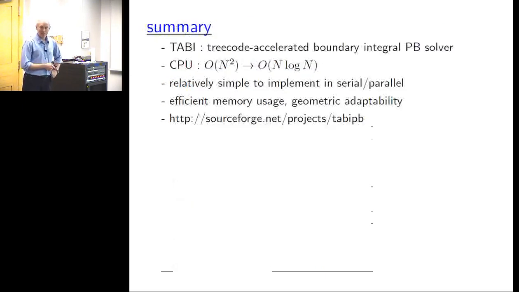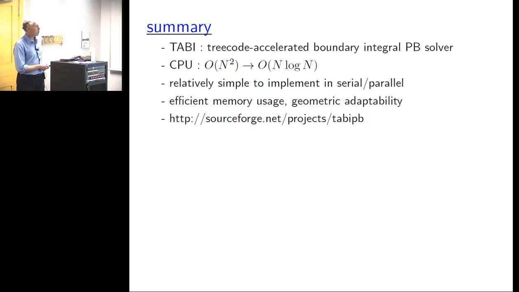So I'm ready to talk about the summary here. This is the Treecode-accelerated boundary integral PB solver. The CPU time here, this comes from the Treecode: order n squared is reduced to n log n, so we can do larger systems as a result. The advantages of this: it's relatively simple to implement in serial and parallel, in particular in comparison to the fast multipole method.